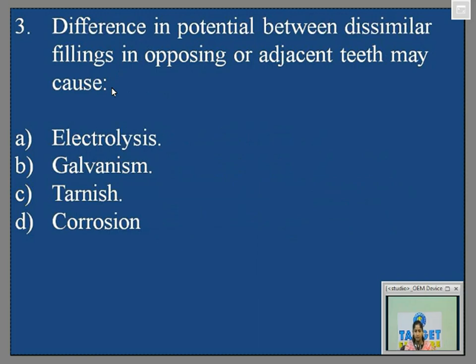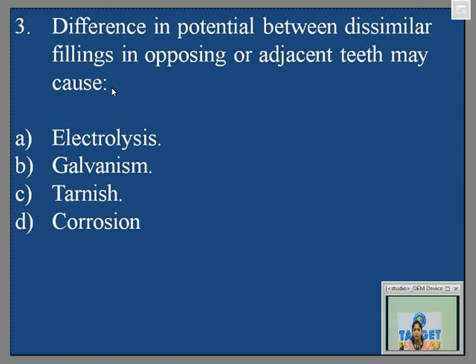Difference in potential between dissimilar fillings in opposing or adjacent teeth may cause dissimilar fillings in the mouth. Causes what mechanism? Yes, galvanism. There can be another way in which they can put this question, or in fact the most common way of asking this question in the papers is that in a recently restored tooth, the patient experiences sharp pain on chewing or biting. So it's generally because of galvanism.